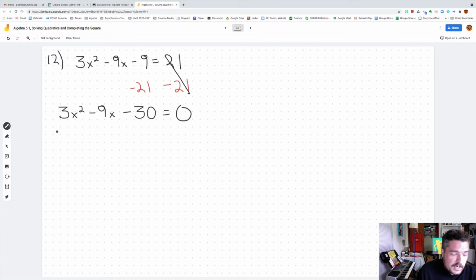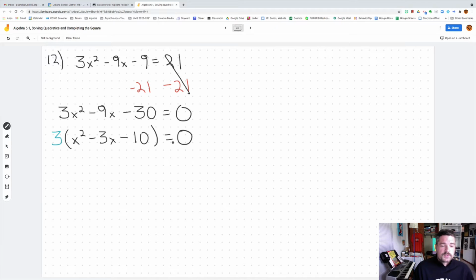Therefore, I can use the reverse distributive property, basically taking out a 3. So if I were to do that, let's do a different color here. Let's do blue. So if I take out a 3, now 3x squared divided by 3, I'm left with an x squared here. Negative 9x divided by 3, I'm left with a negative 3x. And a negative 30 divided by 3, that's going to be a negative 10 is equal to 0.